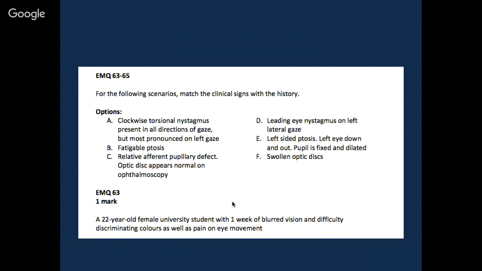Anyone want to tell me what their answers are? Hands up if you think it's A, clockwise torsional nystagmus. B, fatigable ptosis. What does fatigable ptosis mean, by the way? What disease? Myasthenia gravis 100% of the time, all the time. Okay, relative afferent pupillary defect. Hands up if you think that's the answer. Okay, a couple of hands up.